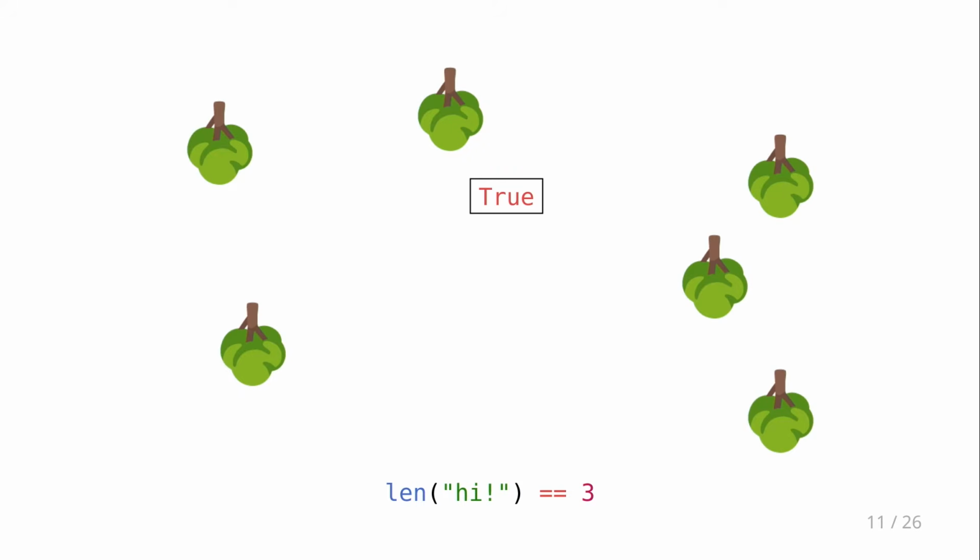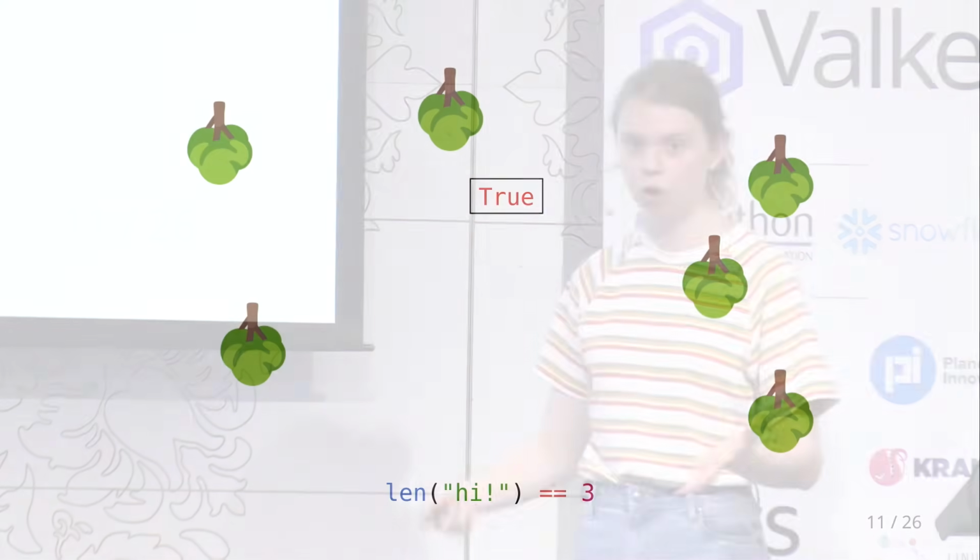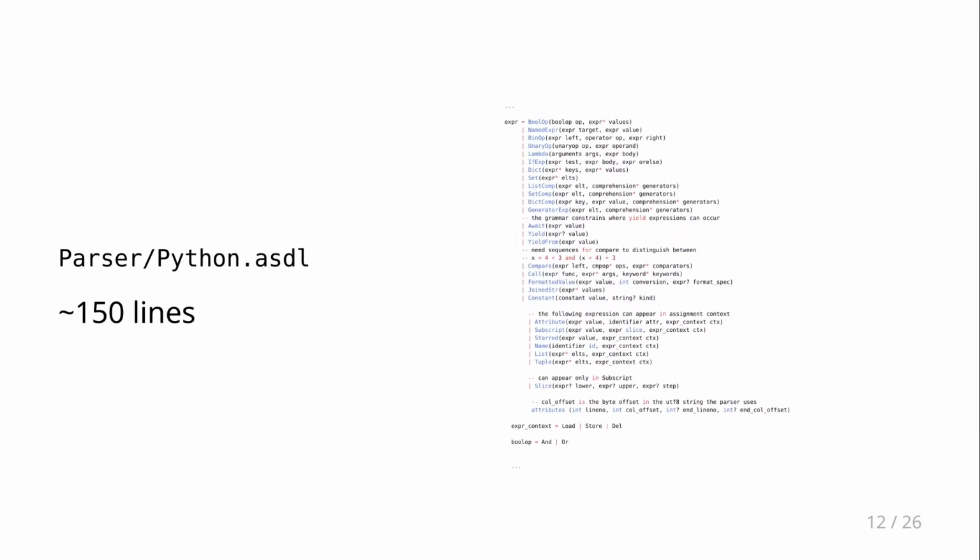There was no ambiguity about whether the high checking equals with 3, or the length of the equal sign. By doing parsing, we get rid of all these ambiguities in the code, so we can do analysis over it. So what we can do is, well, Python has this slightly scarier file called parser Python ASDL. ASDL is the abstract syntax description language.